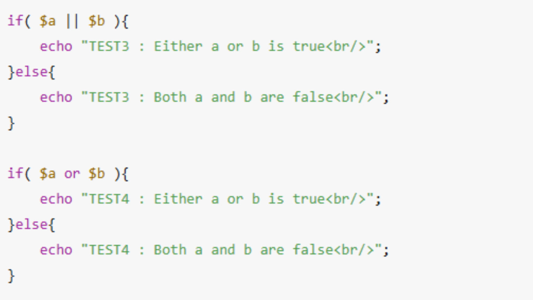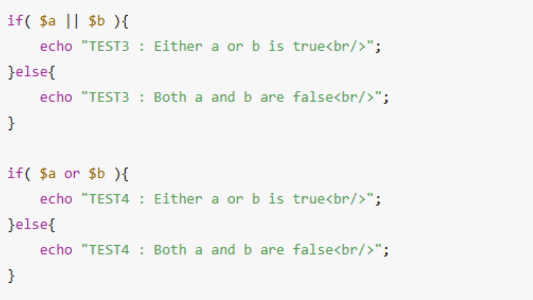The rule for logical OR is that the entire expression is true if at least one side is true. It does not require both to be true, only one is enough. Because B is true, the combined condition A || B becomes true overall, even though A is false. Since the condition is true, PHP executes the statements inside the if block and prints test 3, either A or B is true. The else part, which would print test 3, both A and B are false, is completely skipped because the condition did not evaluate to false.